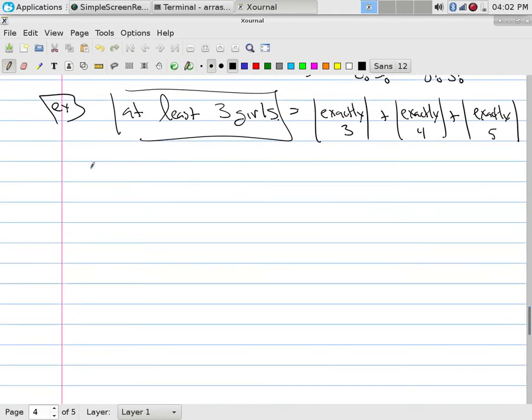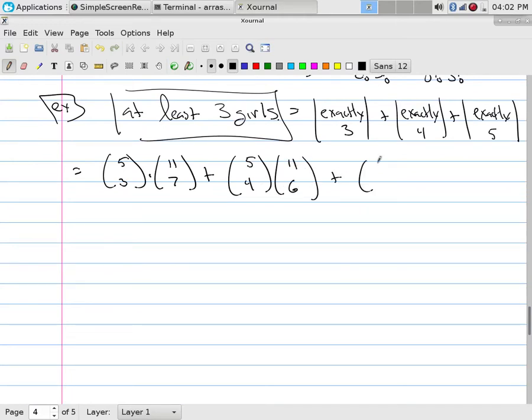And so exactly 3 girls would be from the 5 girls choose 3, and then from the guys choose 7, or from the 5 girls choose 4, and then from the 11 guys choose 6, or from the 5 girls choose 5, and then from the 11 choose 5, equals, and you would need to finish that. Put that in factorial notation, and you could still figure out what this number is. But it's just a straightforward application of it.